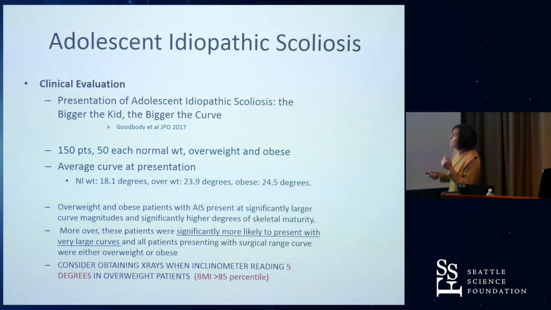And moreover, there was a higher likelihood that a child who was overweight was going to present with a very large curve. And all of the patients who presented with curves in the surgical range were either overweight or obese. They classified overweight as BMI greater than the 85th percentile, but what they recommended was that perhaps in that patient population you would think about getting an x-ray at a 5 degree scoliometer or inclinometer reading.